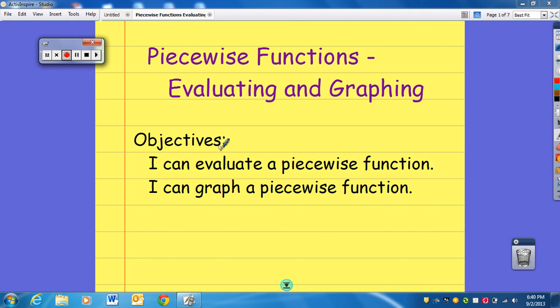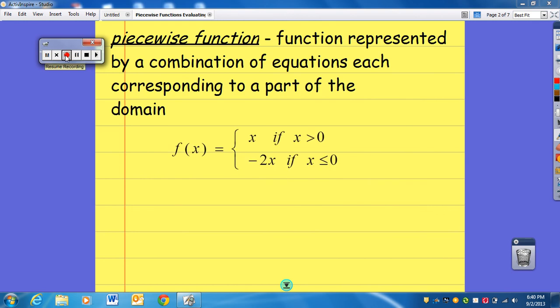In this video, we're going to talk about evaluating and graphing piecewise functions. A piecewise function is a function that is represented by a combination of equations, where each of those equations corresponds to a part of the domain.